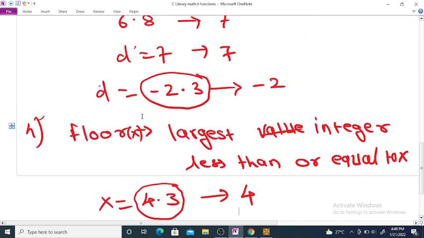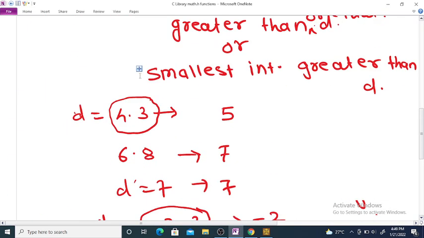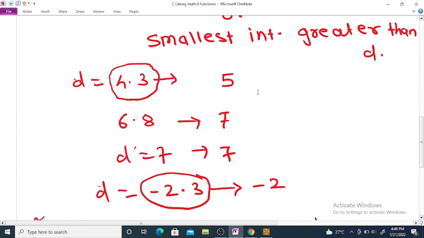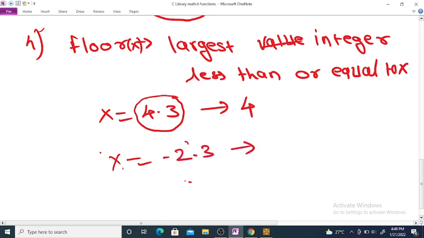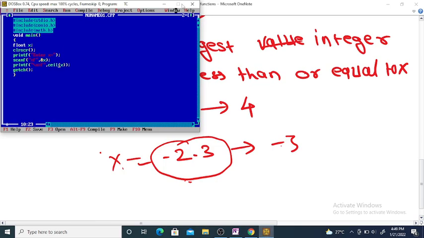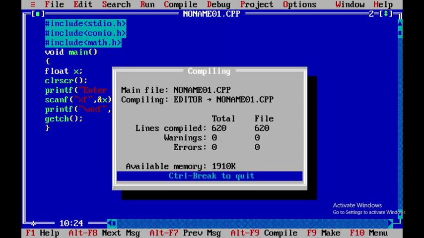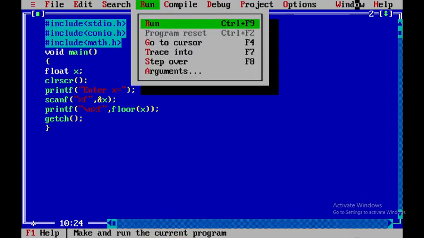I hope you understand the difference between floor and ceil. In the ceil function, for 4.3 the next integer is 5, but the previous integer which is less than 4.3 is 4. Suppose you enter x is equal to minus 2.3, then the largest integer which is less than minus 2.3 is minus 3. So this is the difference between the ceil and floor functions. If you enter floor here and run with 4.3, the output is 4. If you take 5.8, then what is the output?